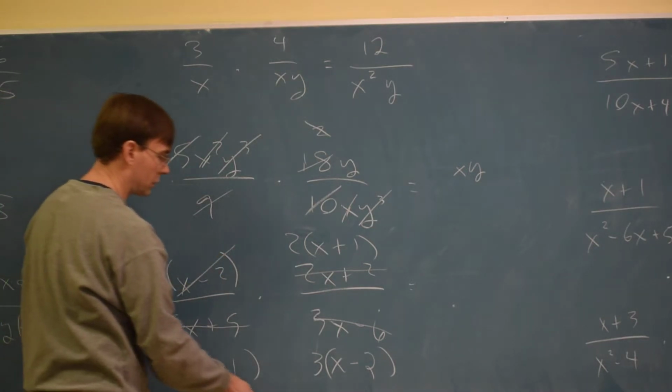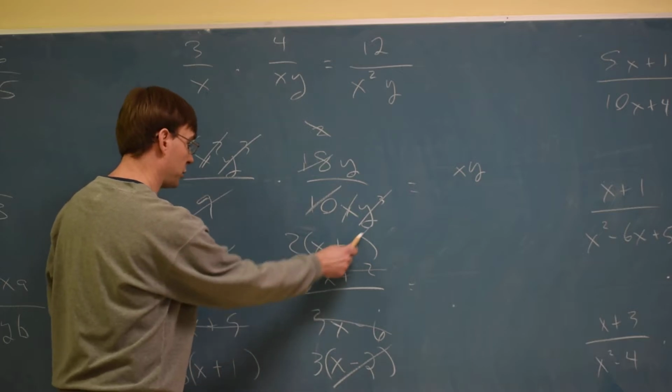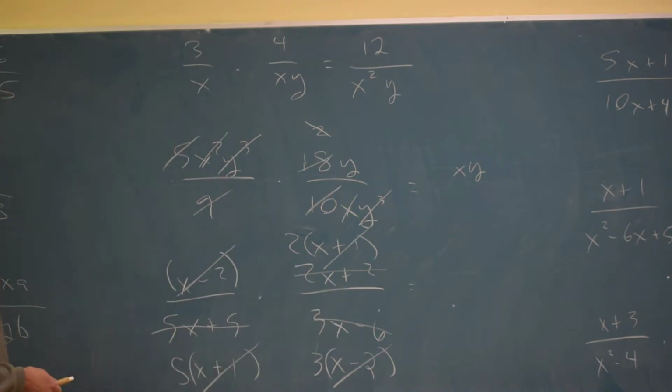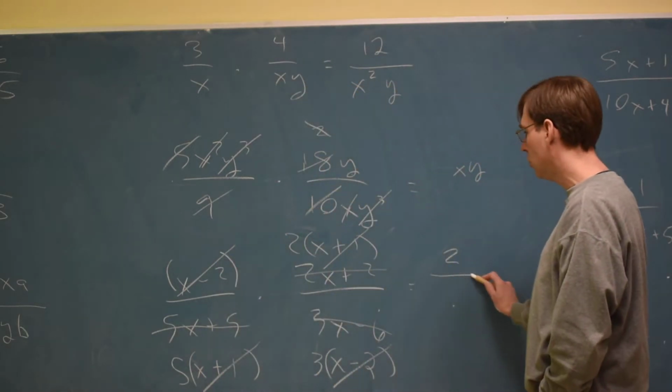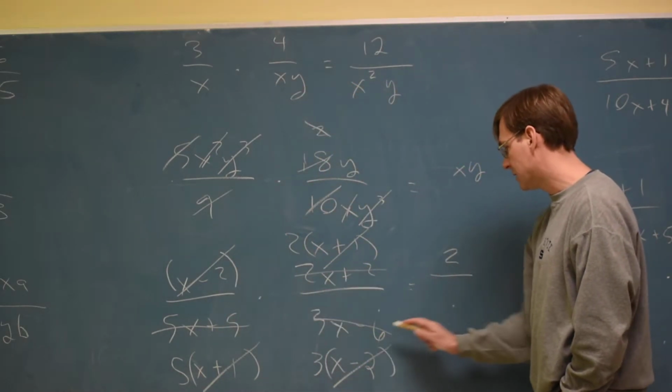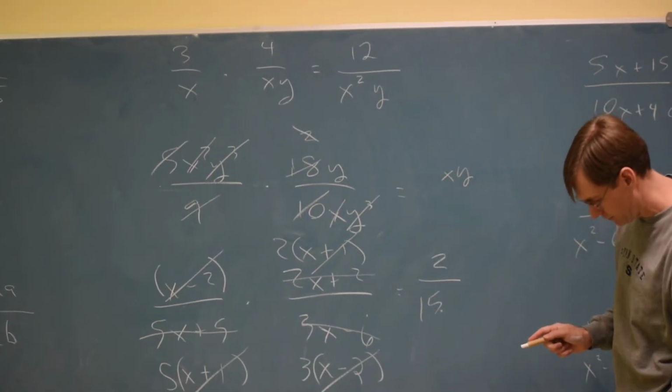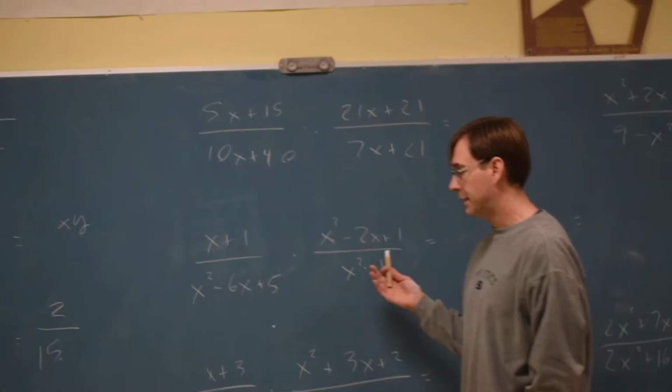X minus 2's can cancel. X plus 1's can cancel. That's all we have. Top has left standing a 2. And the bottom has 5 times 3 is 15. And we're just going to continue that throughout.